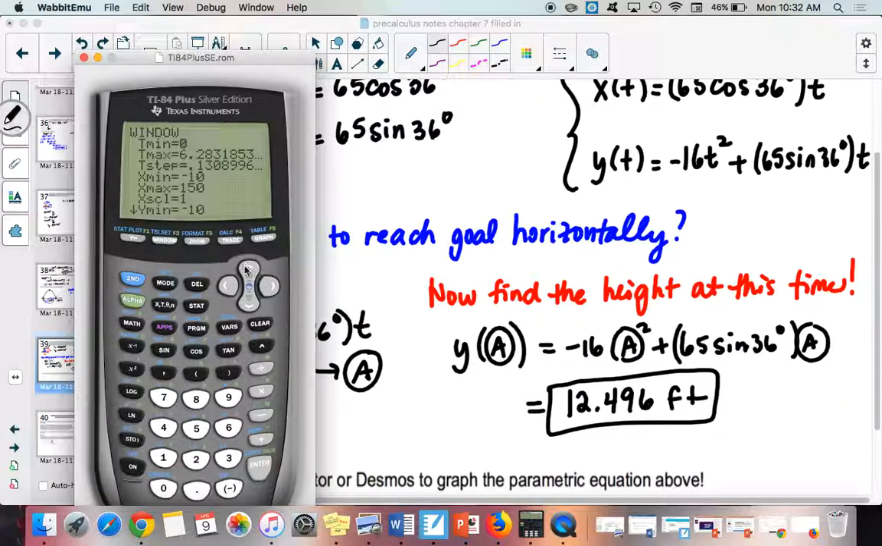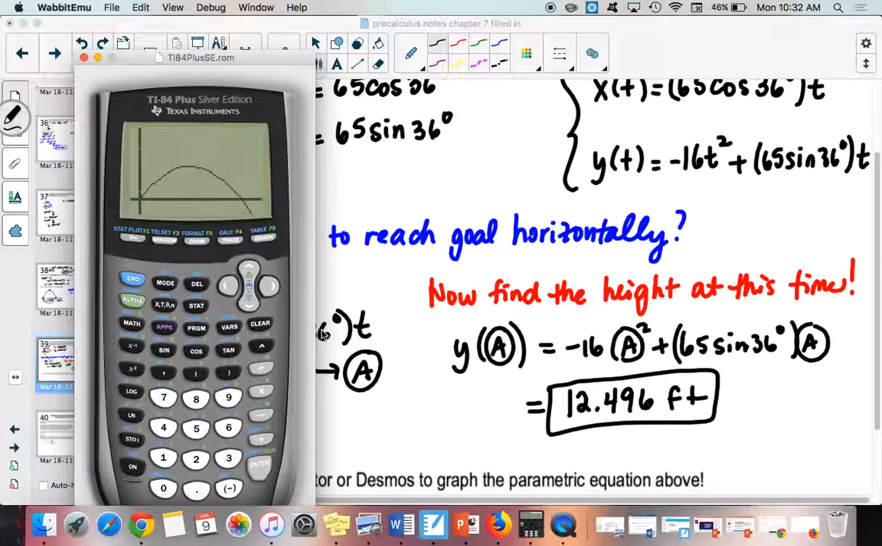So my window for the t min is 0, and then it goes to 2 pi for the t max, which is kind of weird, but that's fine. And then I did x min is negative 10, x max is 150, y min is negative 10, y max is 50. You guys have that?